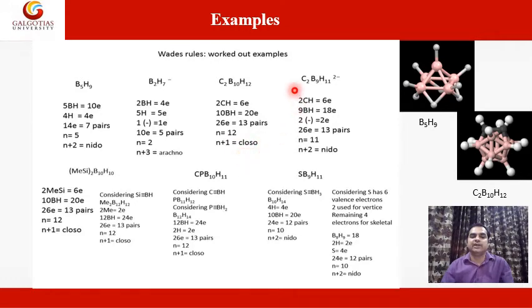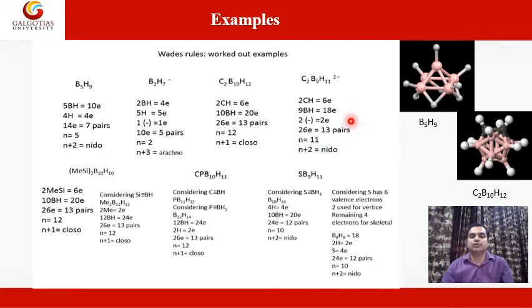Similarly, if we take another example of a carborane, that is C2B9H11 2 minus, for each CH unit, in this case we have 2 CH, that's why we are taking 2 CH equal to 6 electrons, and we have 9 BH units. For 9 BH units, we have taken 9 into 2, that gives 18 electrons, and the overall charge is 2 minus. For each charge we are taking 1 electron, that's why the value is 2 electrons. So total electrons: 18 plus 6 plus 2, that equals 26 electrons.